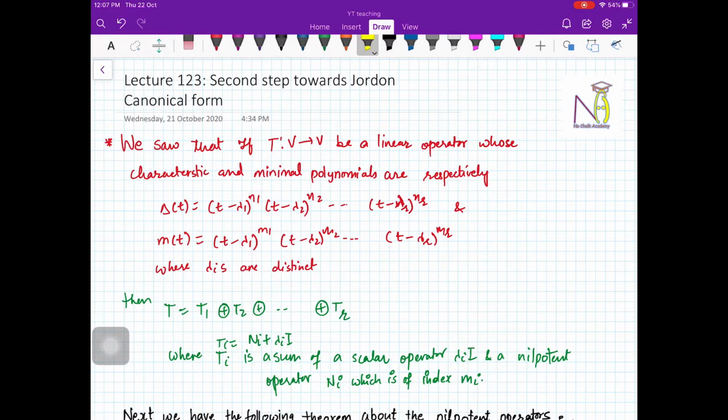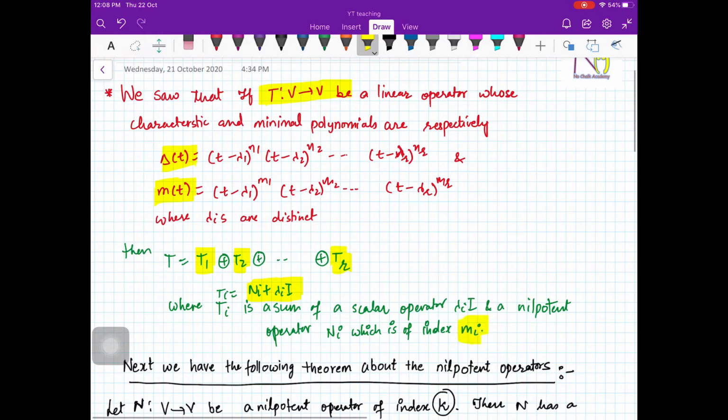In the last video we saw that if T from V to V is a linear operator whose characteristic and minimal polynomial are factored into linear factors, then T is T1 direct sum T2 direct sum ... direct sum Tr, where Ti is Ni plus lambda_i I, where Ni was the nilpotent operator of index mi. This is what we have seen in the last video.